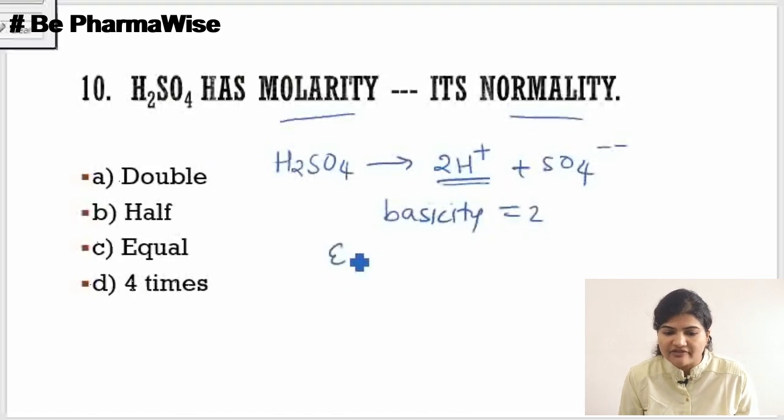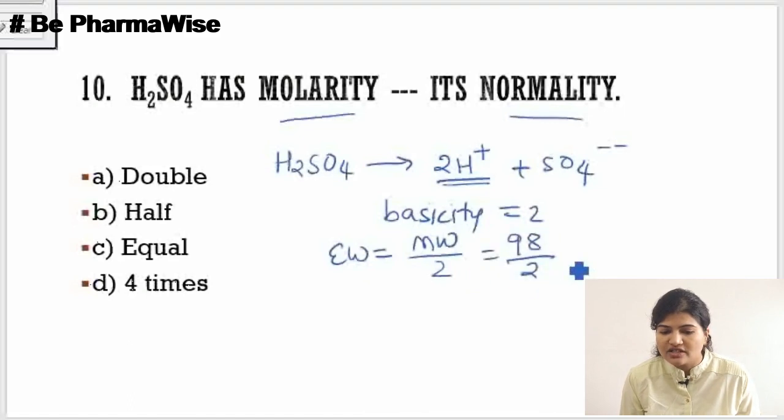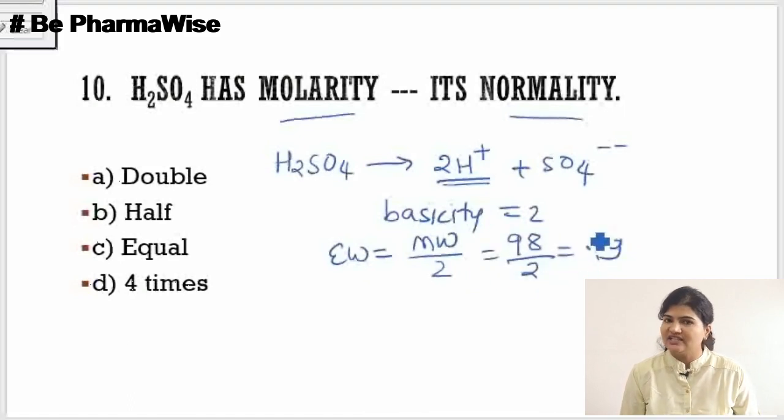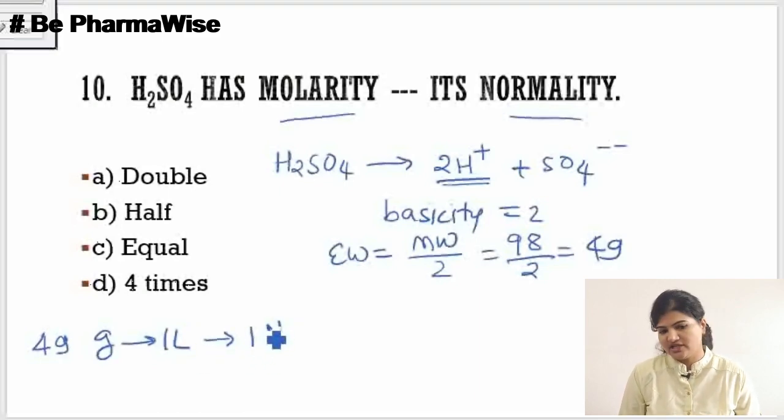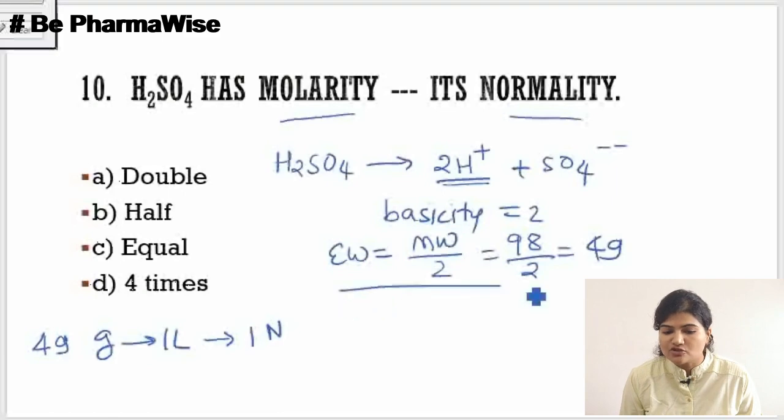So equivalent weight will be molecular weight upon 2. Now molecular weight is 98, so the equivalent weight will come 49. So when I dissolve 49 grams to make 1 liter solution, I am getting 1 normal solution of sulfuric acid. Now let's prepare the molar solution. What is molarity? When molecular weight is dissolved in 1 liter, that will be 1 molar solution.